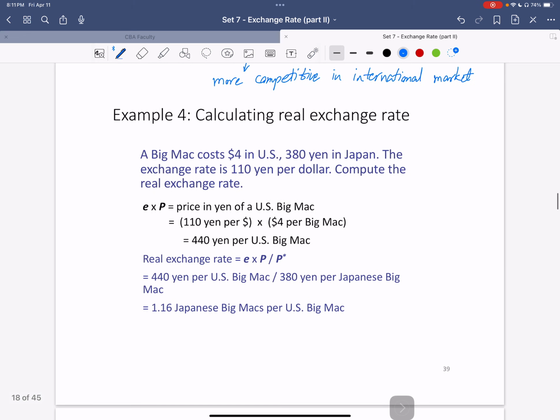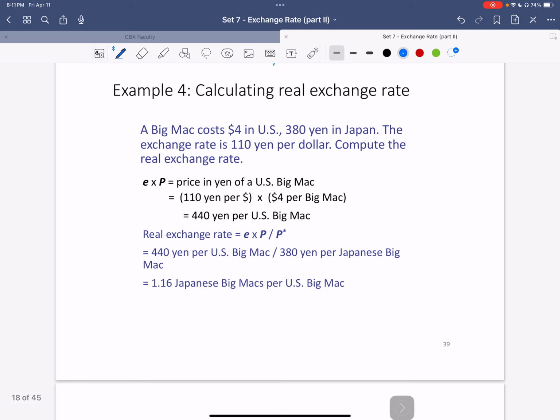Let's look at an example. In this example, I want to show you how the real exchange rate is determined, and now let's calculate the real exchange rate. A Big Mac costs $4 in the US, 380 yen in Japan. The exchange rate is 110 yen per dollar. It means that if I want to go to Japan and I want to exchange $1, I can get 110 yen for each dollar that I'm supplying into the exchange market.